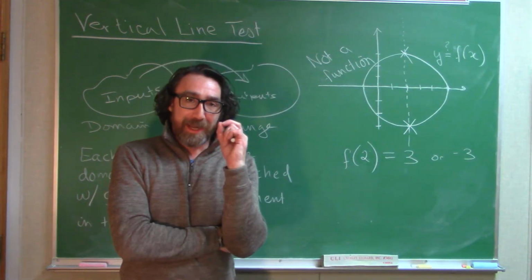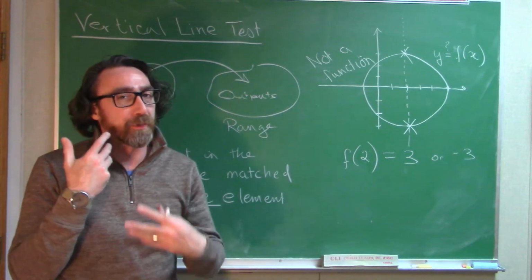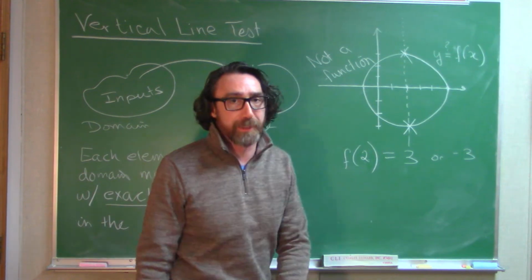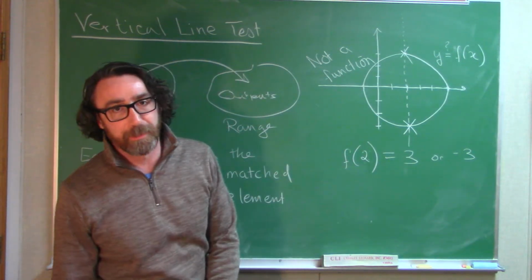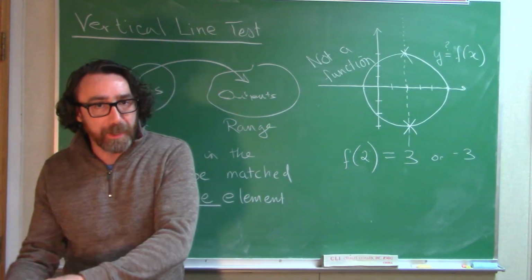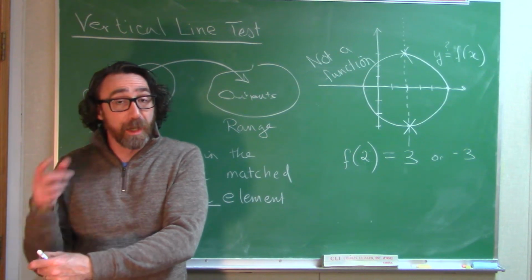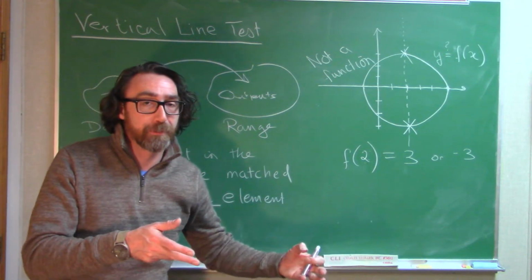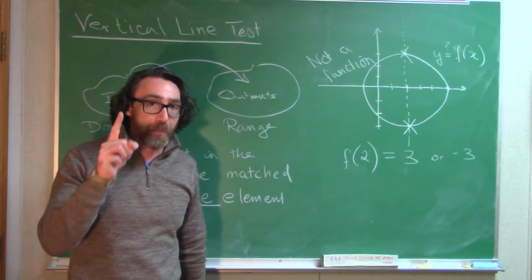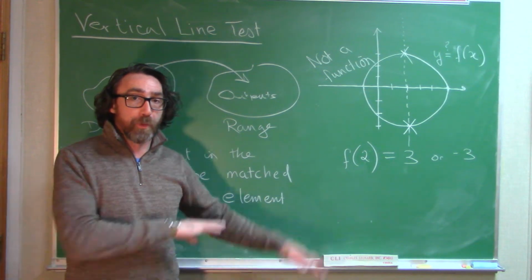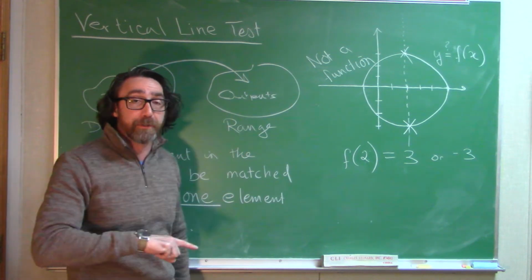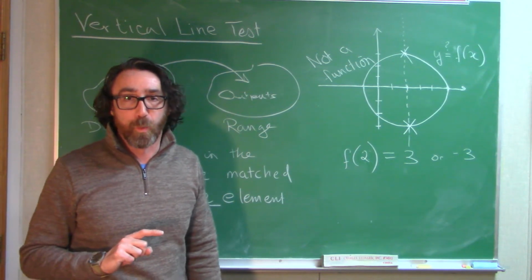So, if you have a graph and you want to know whether or not it could be the graph of a function, one quick thing is do the vertical line test. If you can draw a vertical line that intersects the graph in more than one place, then you do not have a function. Conversely, if you do have a function, then any vertical line you draw should intersect the graph at most once. More than once, not a function. If you do have a function, then every vertical line can intersect the graph in at most one place.